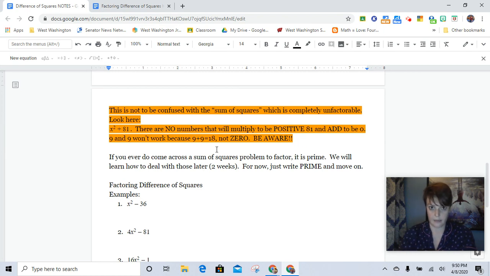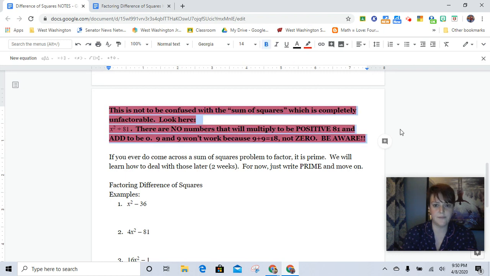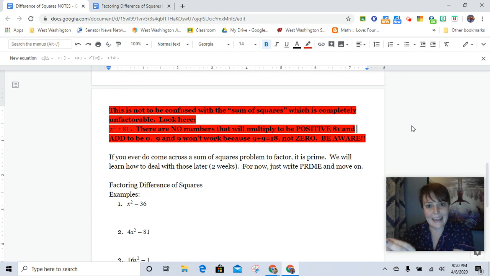This is highlighted. I wanted to highlight it in red, but it was very difficult to read. You know what? Let's do that anyway. Let's highlight that in red and make it bold. This is not to be confused with sum of squares. Those are not factorable because there's no two numbers that multiply to be positive 81. You're thinking 9 and 9, right? Yeah, I see you. But those don't add to be 0.